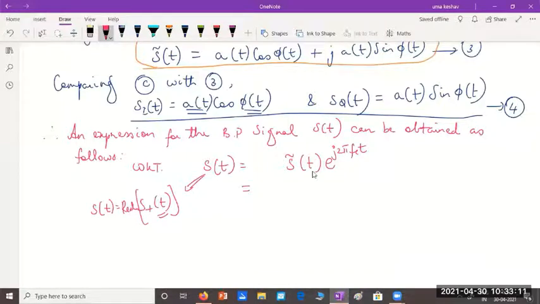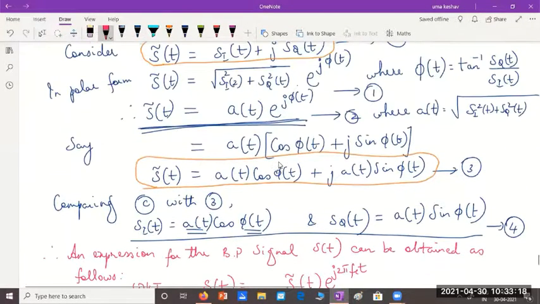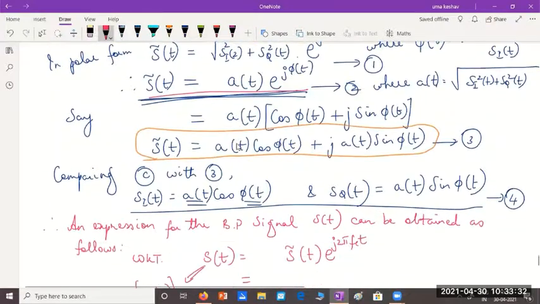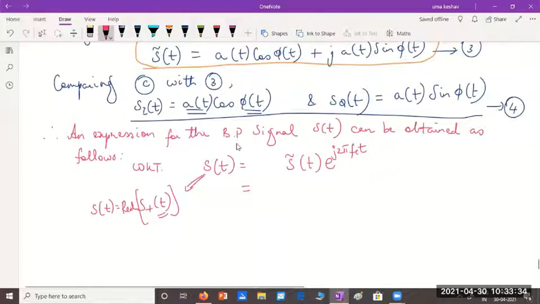Now we have the expression. We have already written the expression for the complex envelope in the amplitude and phase form. What is it? The complex envelope has already been considered in the amplitude and phase form. I will use that representation. So I'll replace this S envelope of t with a of t e to the power of j phi t.